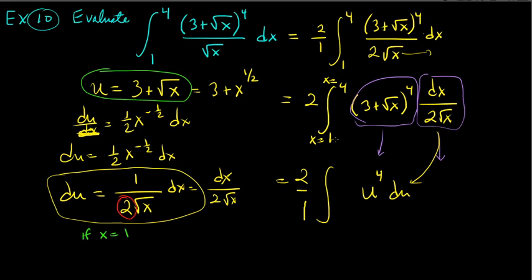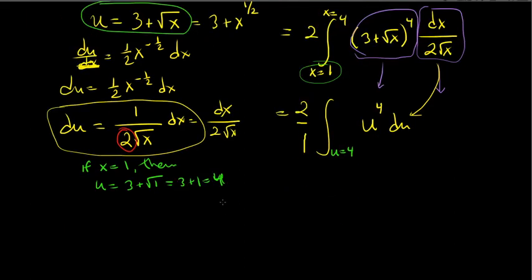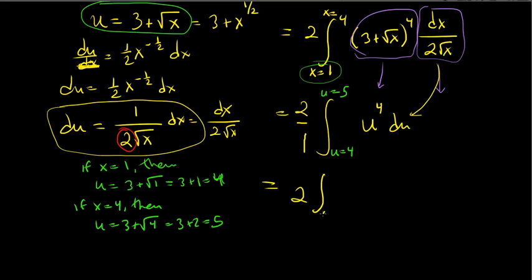So if x is 1, let's do the lower limit first. Then what's u going to be? Well, it's going to be 3 plus the square root of 1, which is 3 plus 1, which is 4. Sorry, so my u should be 4. And suppose now x is equal to 4. Then what's u going to be? It's going to be 3 plus the square root of 4, which is 3 plus 2, which is 5. So my lower limit is 4, my upper limit is 5. Now we can do this integral. Again, 2 over 1 is just 2 times the definite integral from 4 to 5 of u to the 4th du.